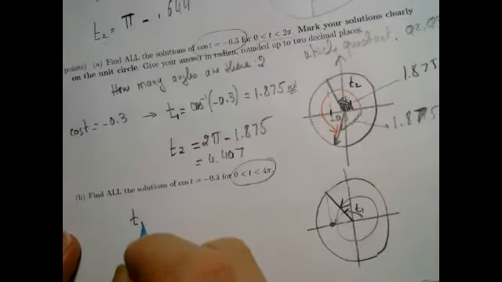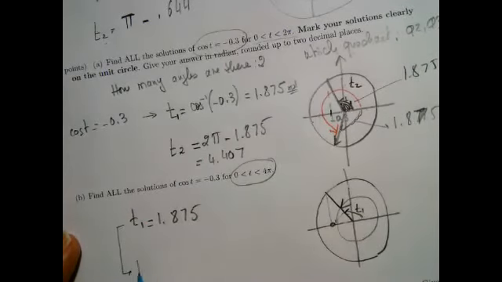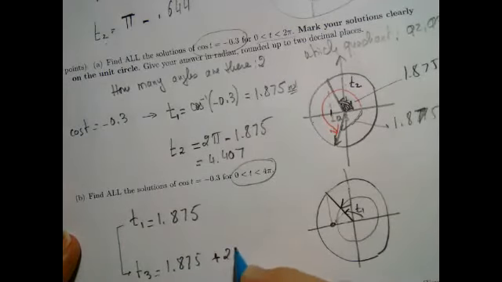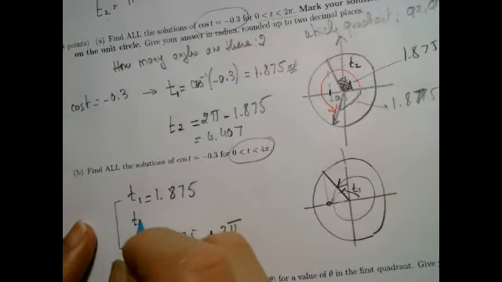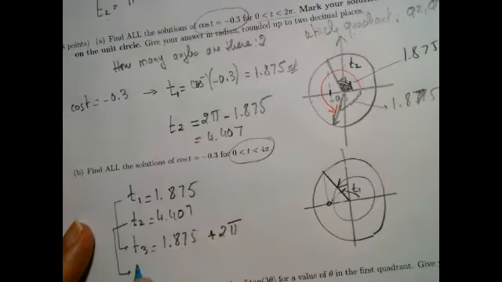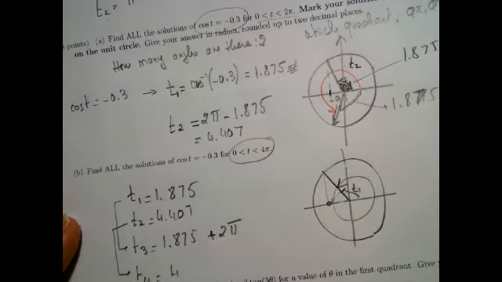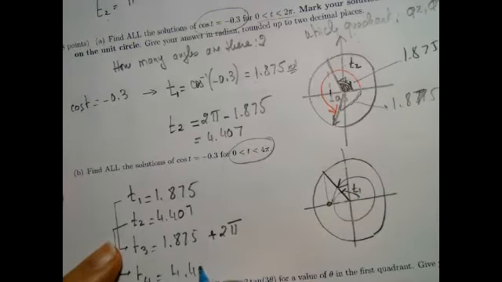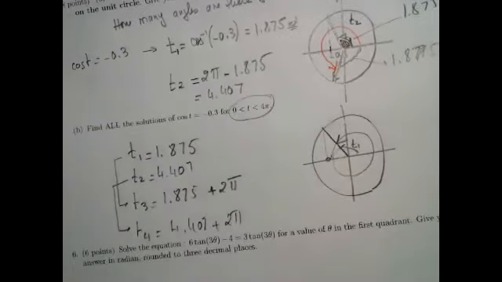So that's T1. Another one would be 1.875, add 2 pi to it, then I will get another one. If this is my other angle, T2, we add 2 pi to it. If I want angles between 0 and 6 pi, I keep adding 2 pi's to that, because adding 2 pi will not really change the picture at all.